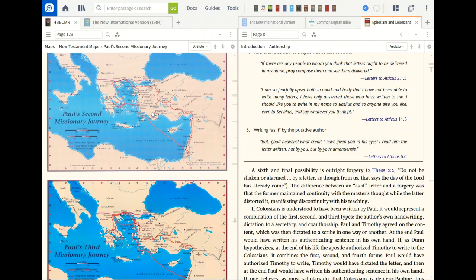These letters would have been perceived as forgeries only if their ideas are not presented in continuity with Paul's writing. So these letters do fit in with Paul's writing. There's a little bit of a difference of nuance, but they do fit in. So if it was written by an as-if type author, an amanuensis authorized to write in Paul's voice, writing as if he were Paul, since there's some continuity here with theology, this is not necessarily considered a forgery, even maybe if Paul didn't necessarily authorize it.